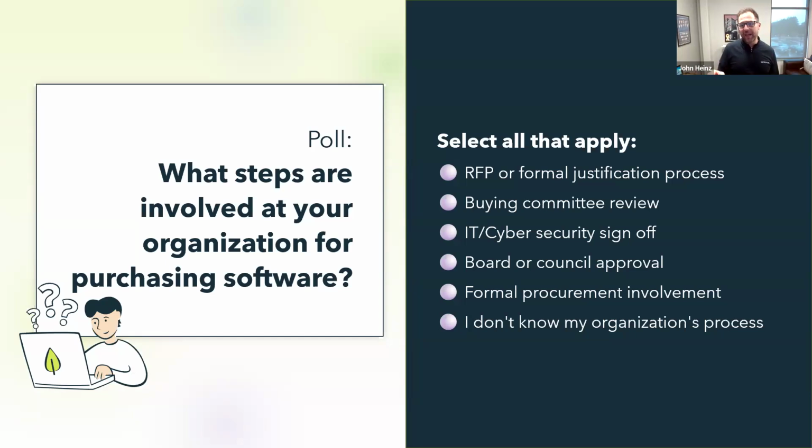The next one is tied: buying committee review and board or council approval. So really, getting buy-in from others, having to go through some formal steps to get approvals from stakeholders. And then the last two, formal procurement involved. So going to your procurement teams, getting them involved, and some honest answers about, I don't know how the process is. So I appreciate that. Very interesting to us to see the results here.